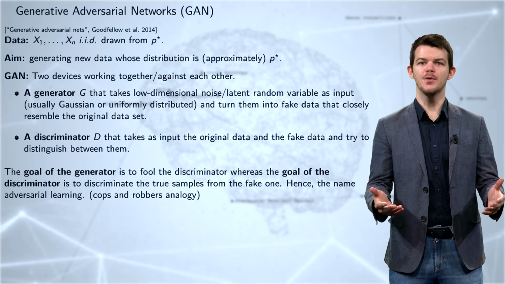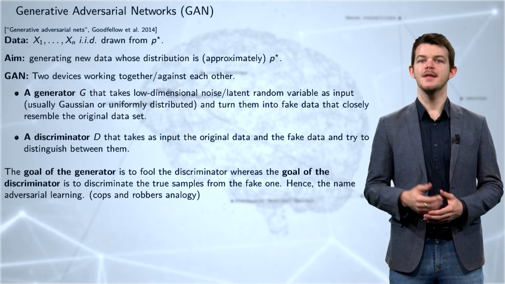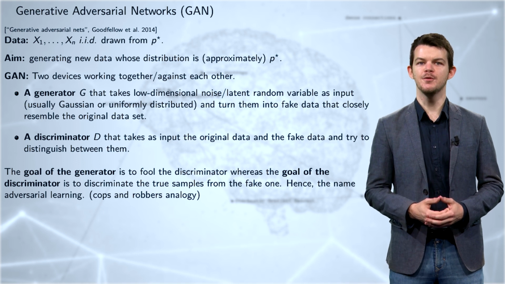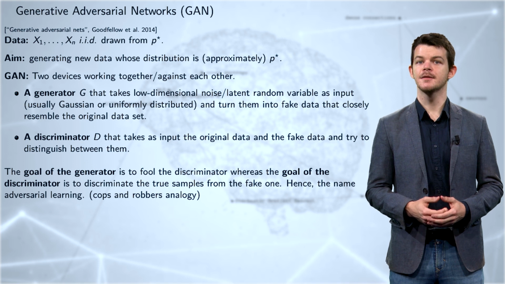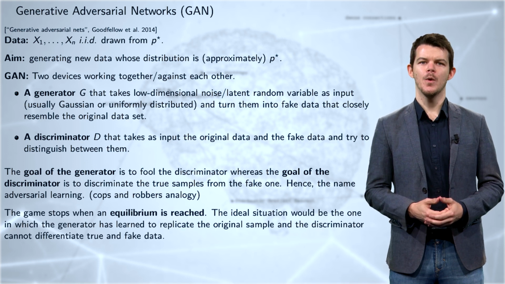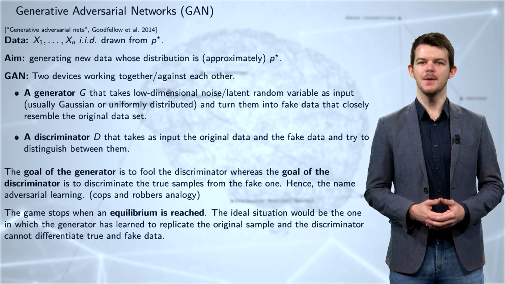If the cops improve their ability to discriminate between true and fake samples, then the forgers are going also to develop their ability to create new fake examples. This game stops when an equilibrium is reached. The ideal situation for GAN is the one in which the generator has learned to replicate the original sample and the discriminator cannot differentiate true and fake data. One could then directly use the generator in order to create new samples.